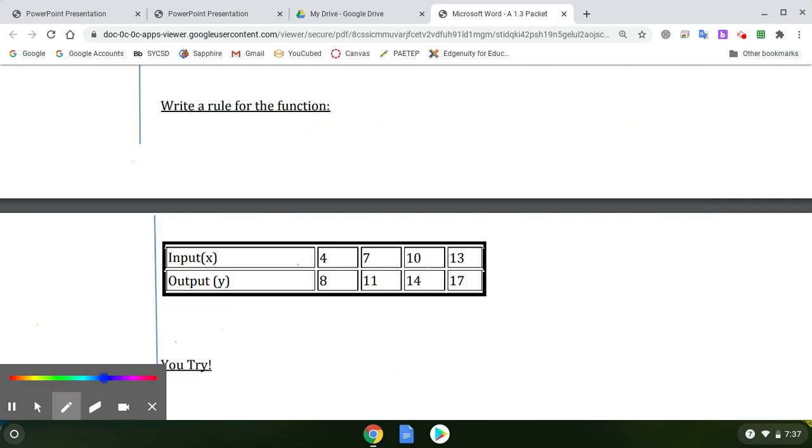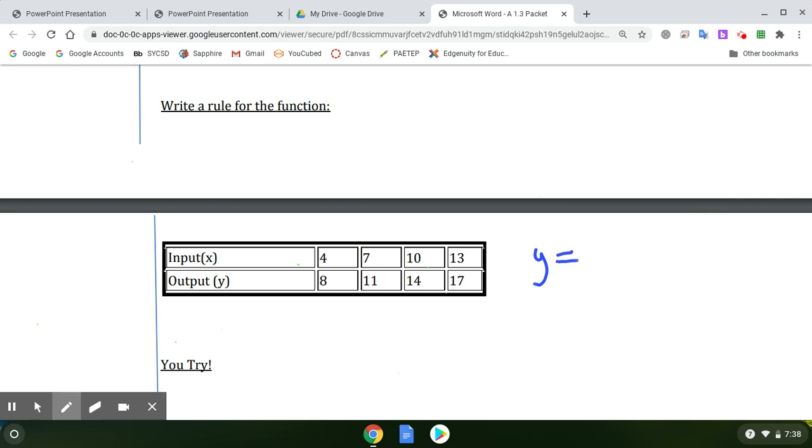For this next part, you'll see the directions got cut off at the bottom of the page and the corresponding table is on the next page. So here it's asking us to write a rule for the function. Essentially, we are converting one representation, in this case a table, into a rule. So we want to start out with y equals.